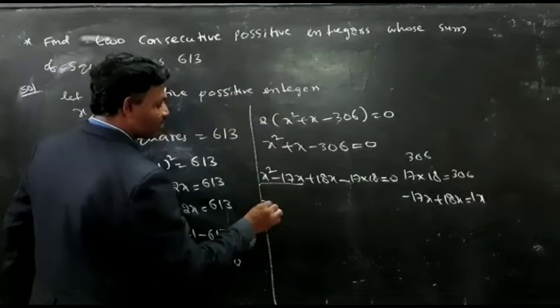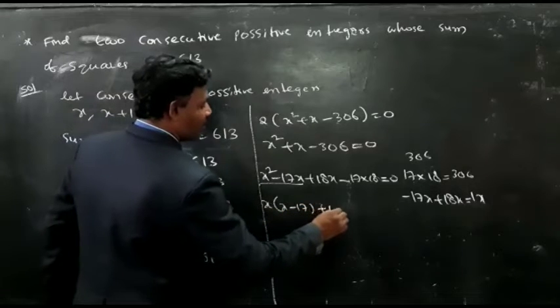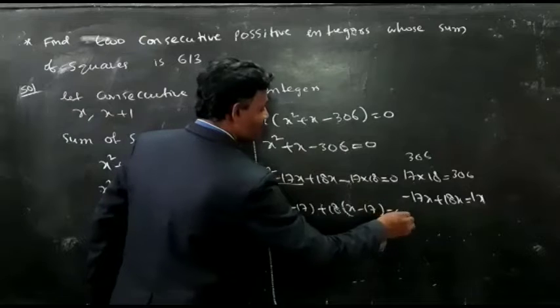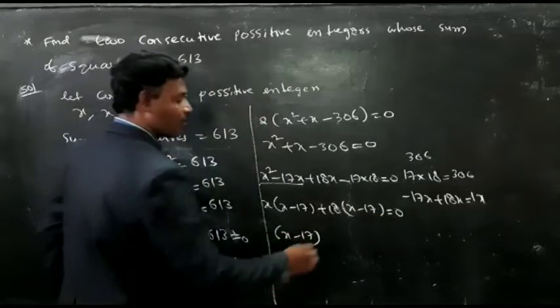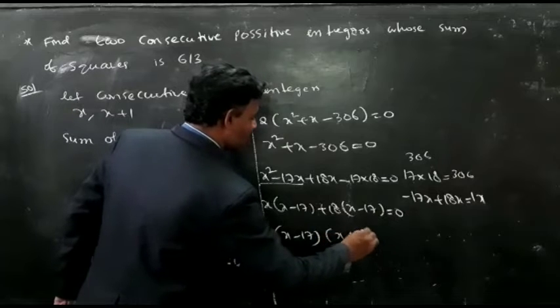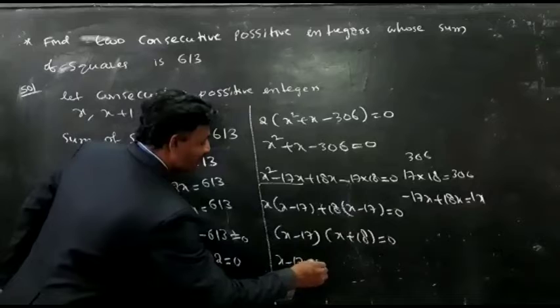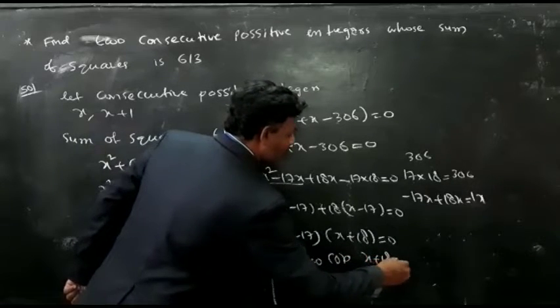So from these two, what is the common factor? x is common. So the remaining is x minus 17. Here 18 is common, remaining x minus 17 is equal to 0. Once again x minus 17 is common. So it is x plus 18. x minus 17 is equal to 0 or x plus 18 is equal to 0.